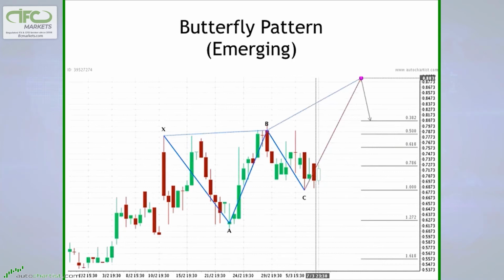With emerging Fibonacci patterns, we illustrate a pink dot. This is the sentence you have to play in your head when you are looking at an emerging Fibonacci pattern: if price reaches the level of the pink dot and it turns around at that level, then expect support or resistance at the illustrated Fibonacci levels. So there are quite a lot of conditions that have to be met for an emerging Fibonacci pattern to complete.